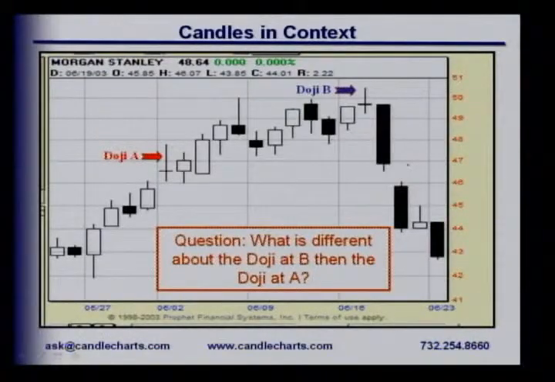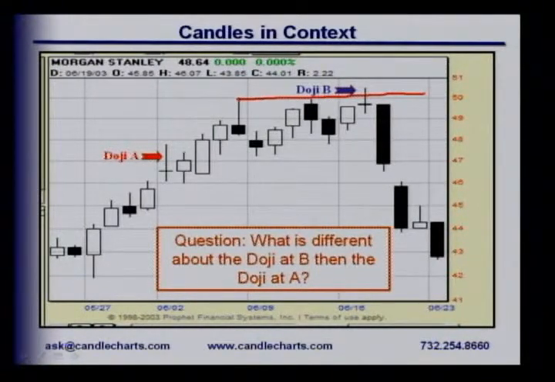Which one would we think about, at minimum, lightening up on longs, and why? B. And why is that? As compared to A, what's the difference? Resistance, right? One of our guidelines. The higher the shooting star becomes a potential resistance area.